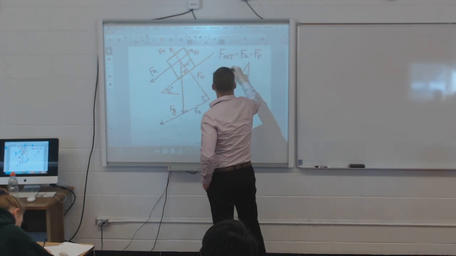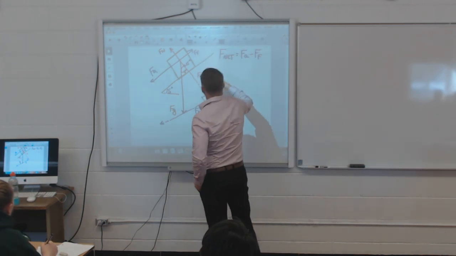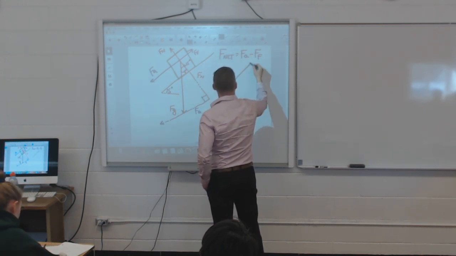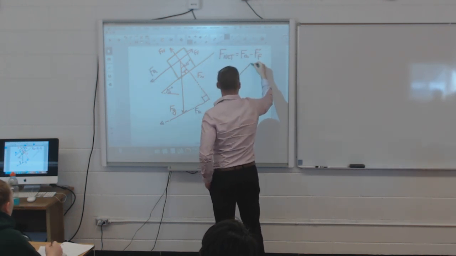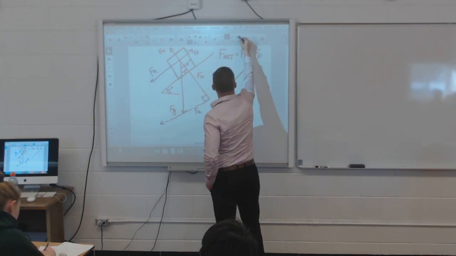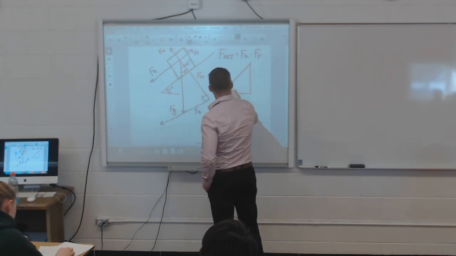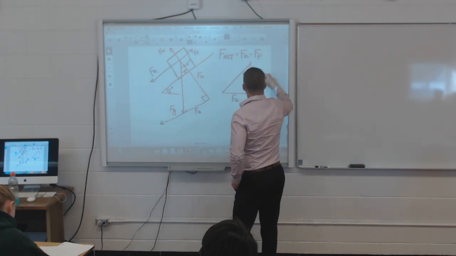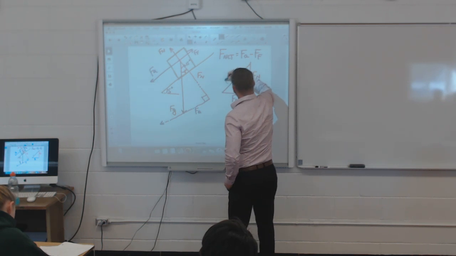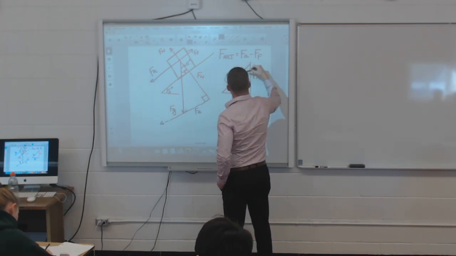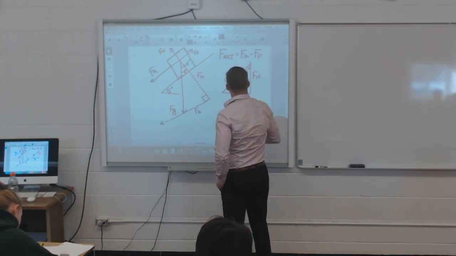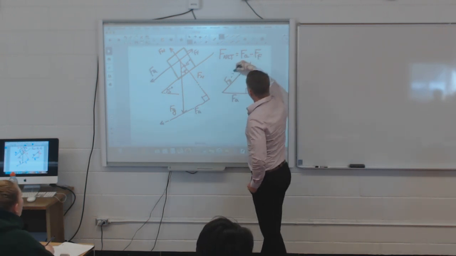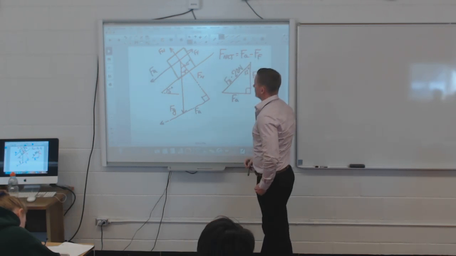Let me do this with the colors. Makes it look better. So I got black. I've got red. Blue. So I've got FA. FN. FG. 15 degrees right there. Right angle right here. This is given to us as 20 newtons down, right?